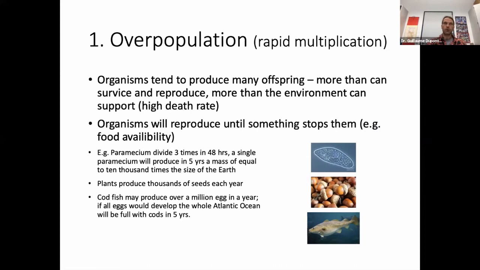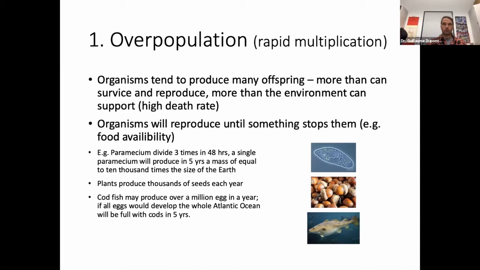So let's look into these aspects which Darwin used to make a case for his idea. The first is overpopulation or rapid multiplication. Think about that most organisms, if they wouldn't be exposed to any limitations or any kind of predation, would produce a lot of offspring, many more than in fact survive and reproduce in the actual world. So normally there's a high rate of death in most organisms.